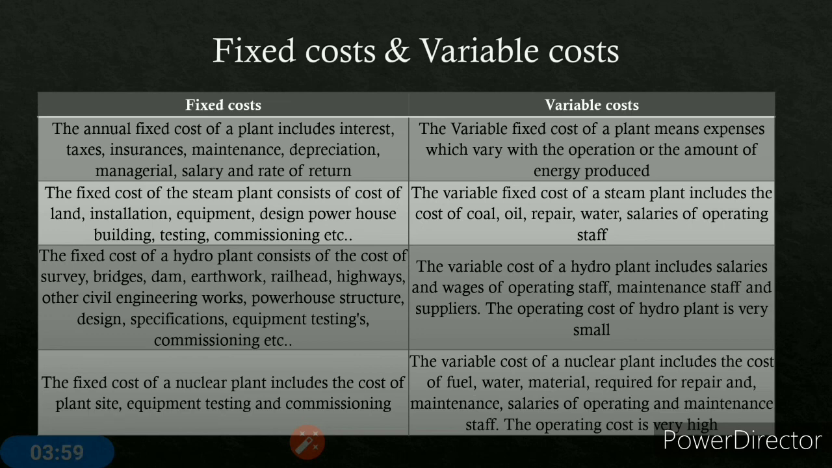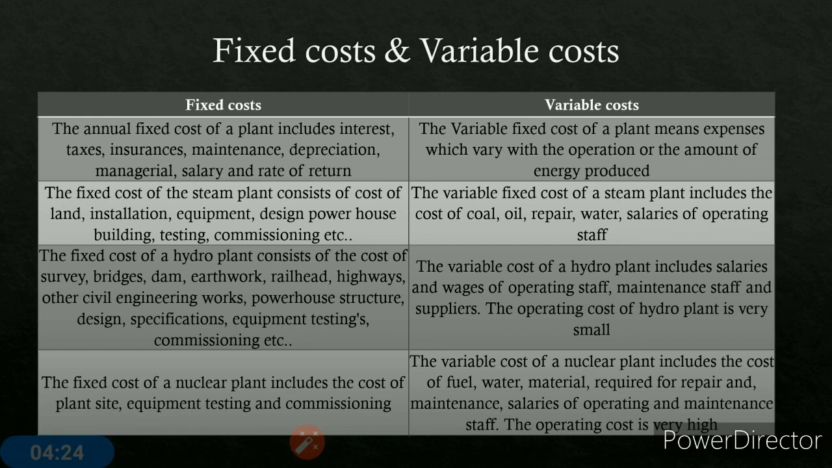Now the fixed cost of a hydropower plant consists of the cost of survey, bridges, dam, earthwork, railhead, highways, other civil engineering works, powerhouse structure, design, specification, equipment, testing, and commissioning, and extras. Whereas the variable cost of a hydropower plant includes salary and wages of operating staff, maintenance staff, and supplies. The operating cost of a hydropower plant is very small.